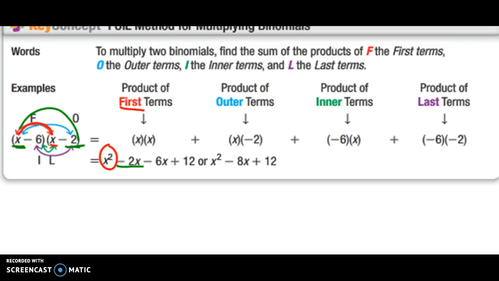Then it's the inner, meaning I'm going to take negative 6 and I'm going to multiply it by x, which is negative 6x. And finally, it says last, and so all we're doing is taking our last terms, negative 6 and negative 2. Negative 6 times negative 2 is positive 12. Then we combine. There's no other x squared, so we have x squared. Negative 2x minus 6x is negative 8x, and then plus 12. So here's my equation right here. All I've done is take the distributive property and multiply it a few different ways.